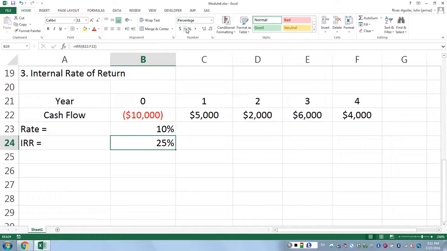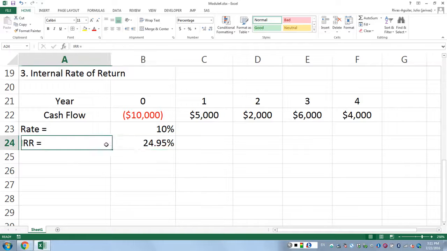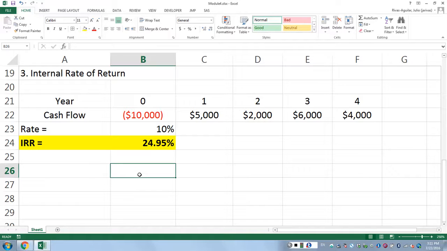Now, how do we interpret this? 24.95. It means that if the rate is 24.95%, we make no money. If the required rate of return that we have for this project is less than 24.95, it will be a good project for us. We want the rate of our project to be less than the IRR. If for some reason the rate is greater than the IRR, we do not invest in this project.